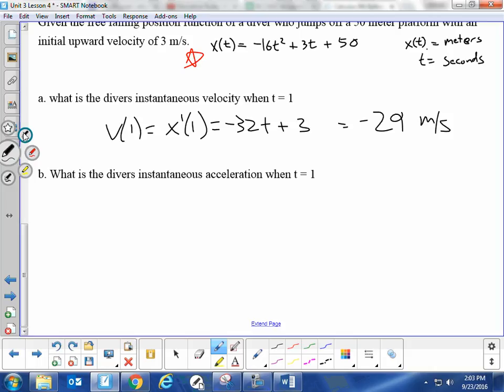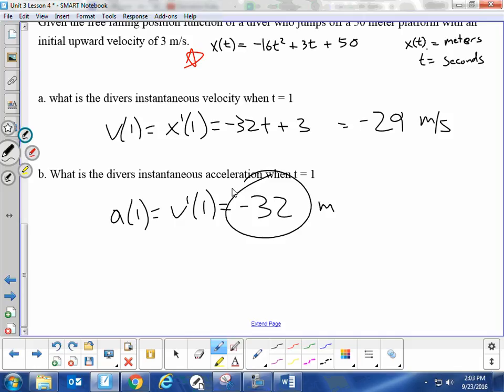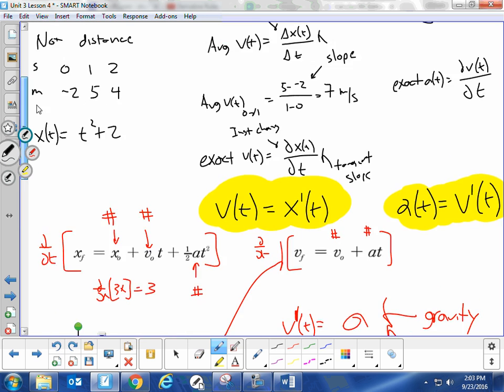What is the instantaneous acceleration? Well, acceleration at 1 is just going to be the derivative of velocity at 1. The derivative of velocity is negative 32. This would always be your acceleration. This would be the change in your velocity per second. That'd be meters per second, which is why we typically have meters per second squared. Okay, that is the introduction to the rest of the lesson.